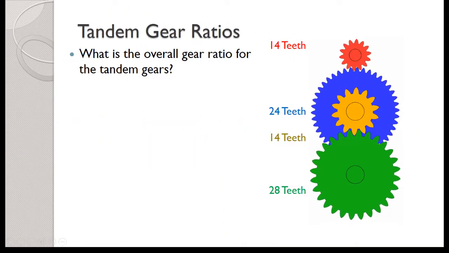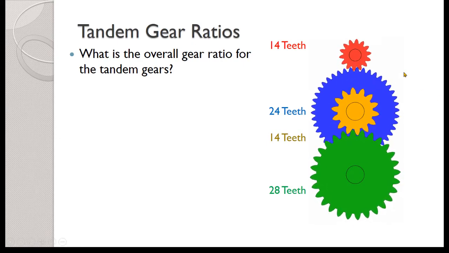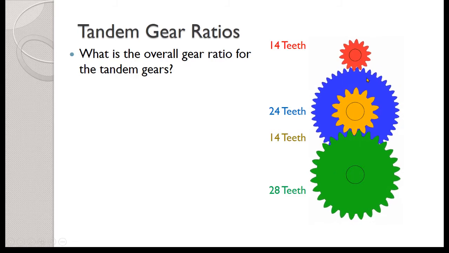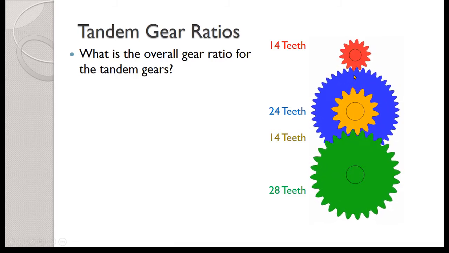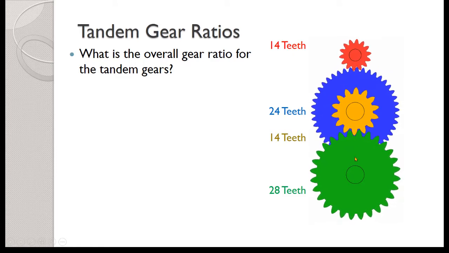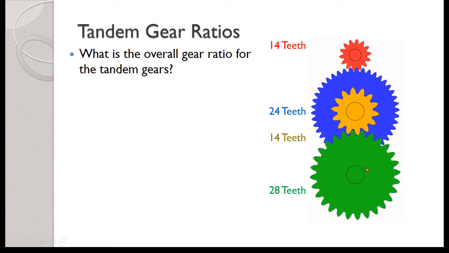Okay, well, what about gears that are working together? We call these tandem gears. Here's a set of tandem gears. The red turns the blue, the blue is connected to the yellow, and the yellow turns the green. So we have one gear transfer immediately feeding another gear transfer. What's the math that's going on here? Well, this breaks down pretty easily.